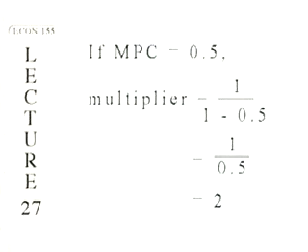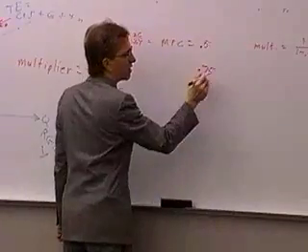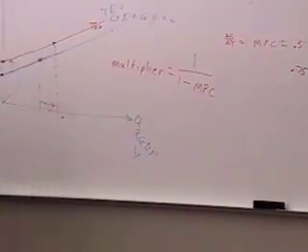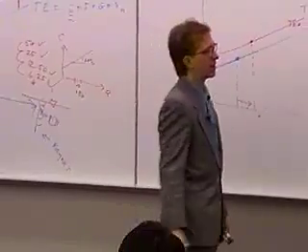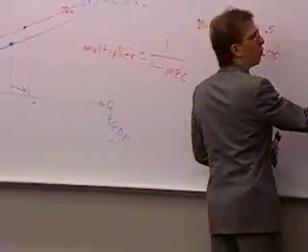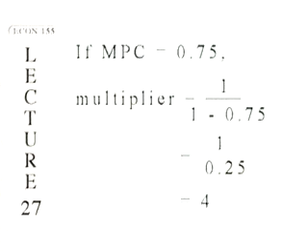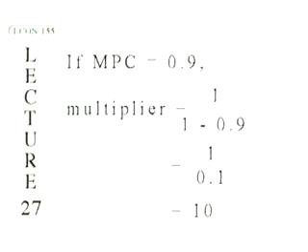Let's say the MPC is 0.75. Each incremental dollar's worth of income, we spend 3/4 of it. Then the multiplier is 1 over 1 minus 0.75 equals 1 over 0.25 equals 4. Let's do one or two more. You'll need to do these on the exam, so don't become too complacent about these. Let's say the MPC is 0.9. Then the multiplier is equal to 1 over 1 minus 0.9 equals 1 over 0.1 equals 10.